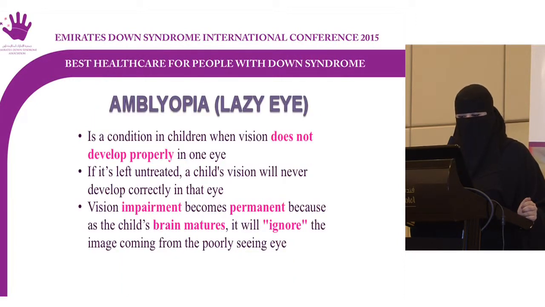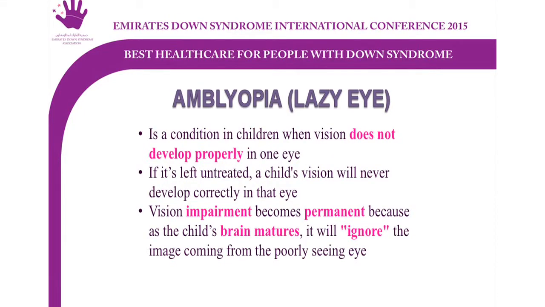Amblyopia, or as we call it, lazy eye, is a condition in children when vision does not develop properly in one eye. If it's left untreated, a child's vision will never develop correctly in that eye. Vision impairment becomes permanent because as the child's brain matures, it will ignore the image coming from the poorly seeing eye.